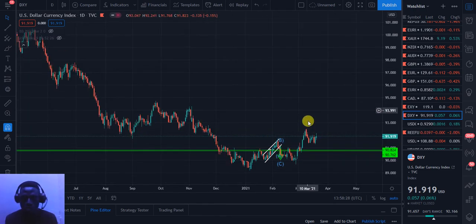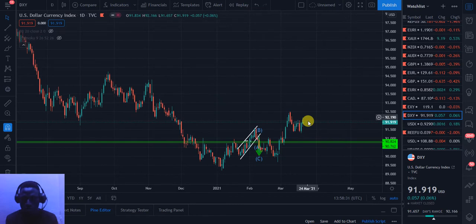So today we'll be talking about some forex currency pairs, just like I've been doing for some weeks now. I want to update what was put last week and what you're expecting this week from these currency pairs.